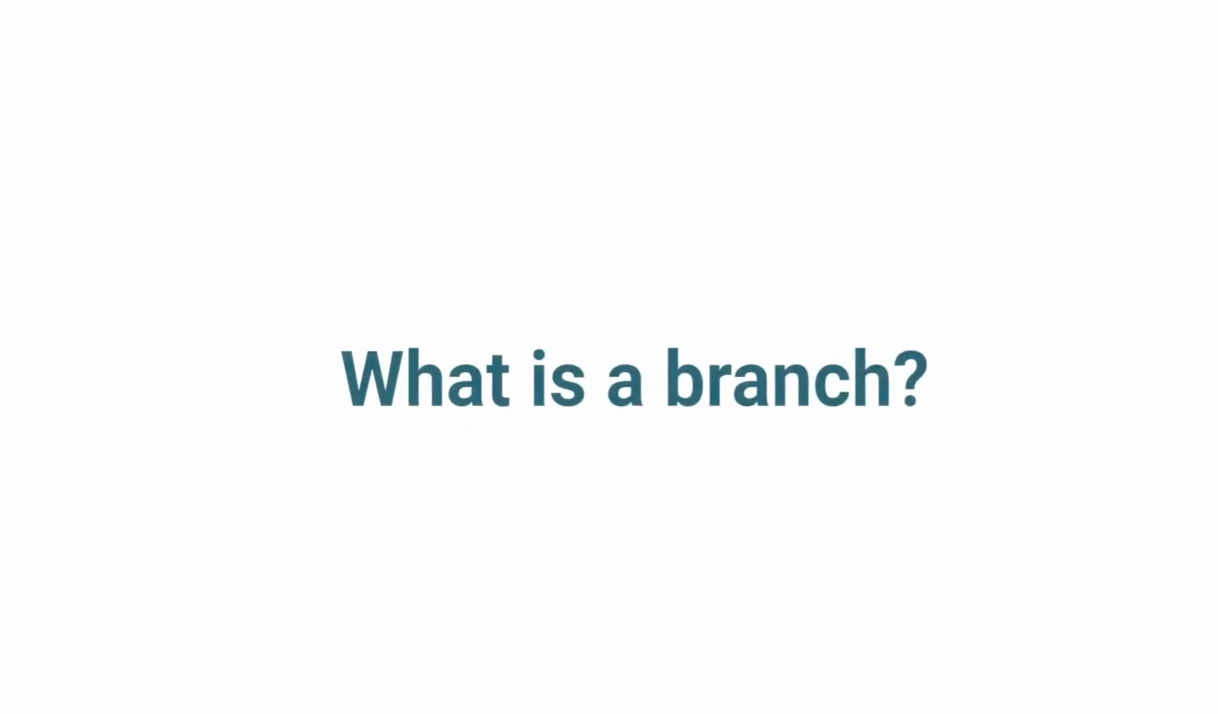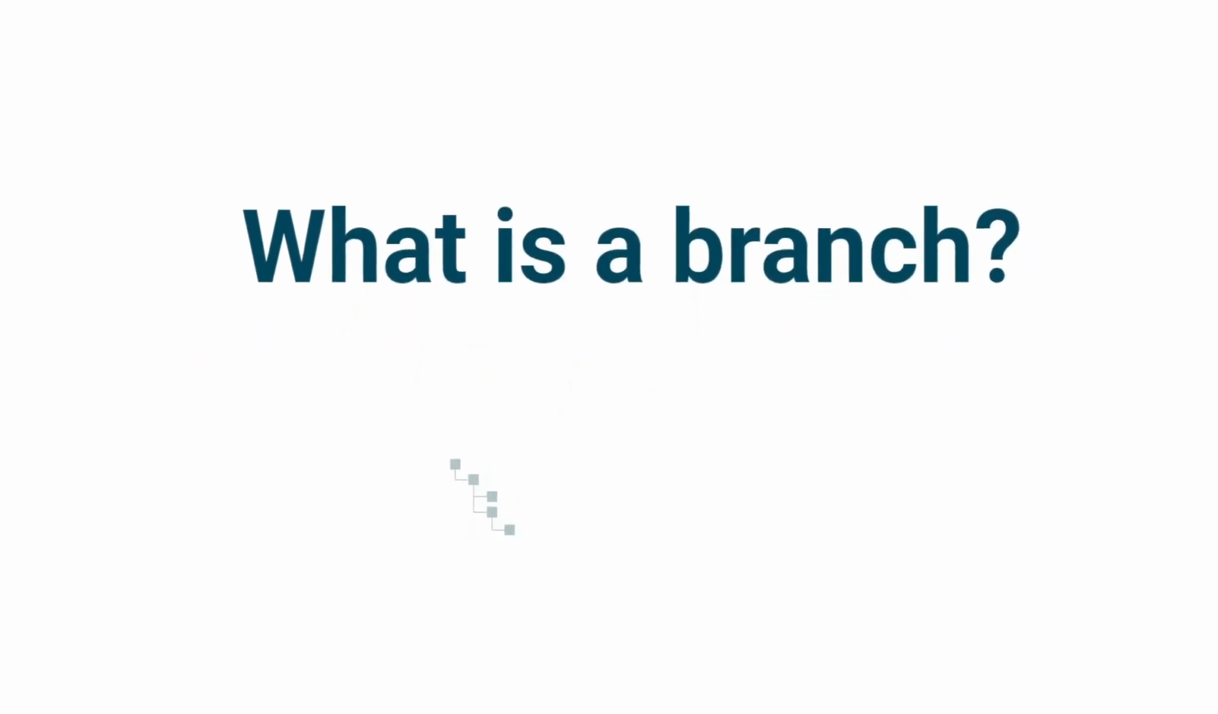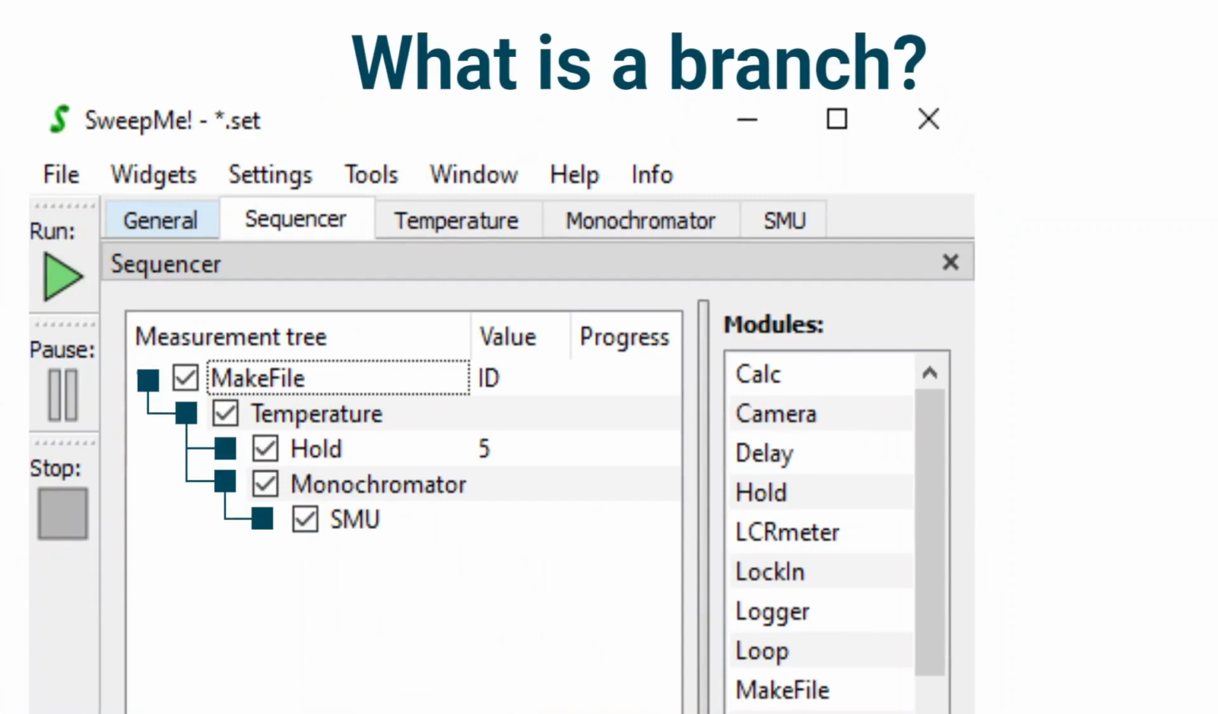What is a branch? A root-to-leaf path of nested modules is called a branch. The root module of all branches is an invisible time module that logs the elapsed time in any measurement. In our case, the sequence comprises 2 branches. The first branch is time, makefile, temperature, and hold. The second branch is time, makefile, temperature, monochromator, SMU. Each branch represents a measurement. The total number of branches equals the number of leaf modules that have no further indented modules. Here, the 2 leaf modules are the SMU and the hold module.